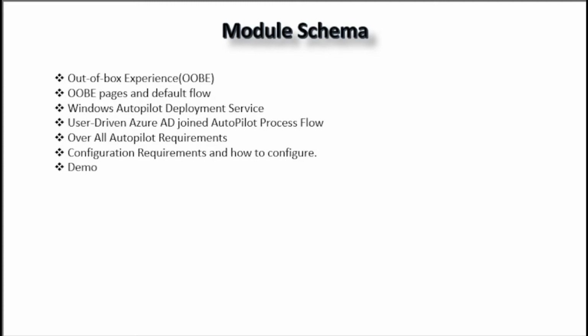In this module, we are going to talk about what is out-of-box experience and out-of-box experience phases and default flow, what is Windows Autopilot deployment service, then we will talk about user-driven Azure Ready Autopilot process flow, overall autopilot requirement, and then we'll discuss about configuration requirement and how to configure. In last, we will configure the settings in Azure and Intune portal and test it on virtual machine.